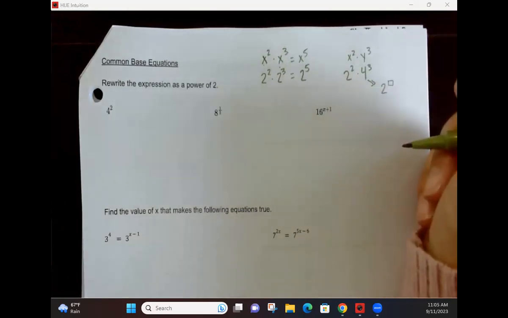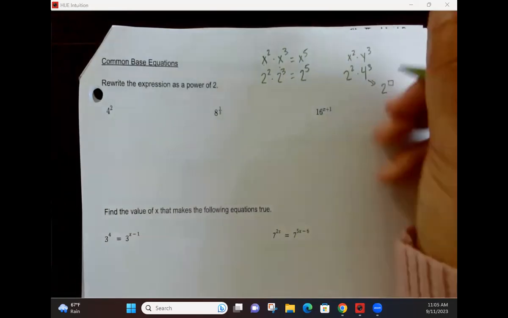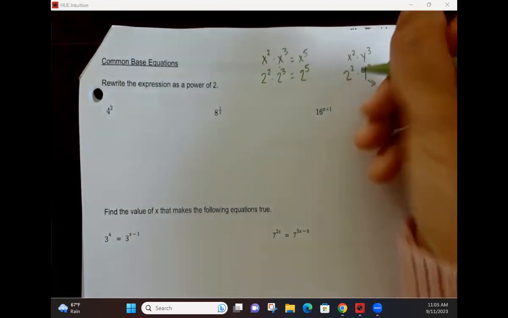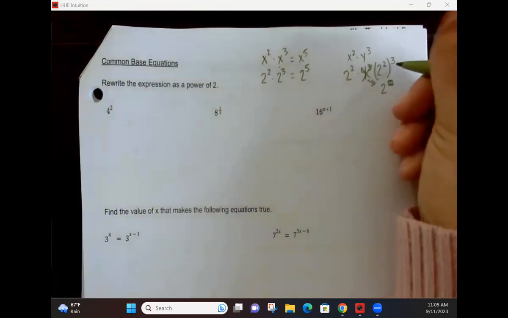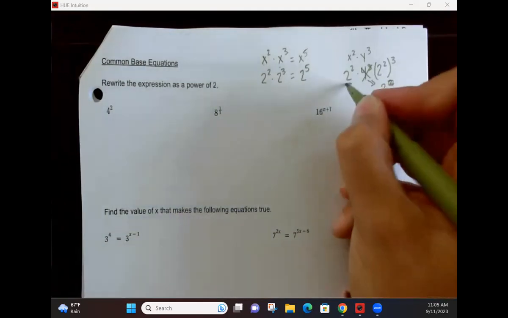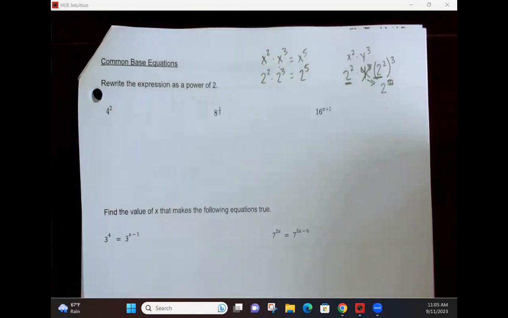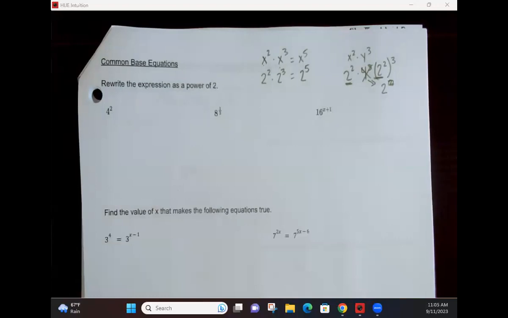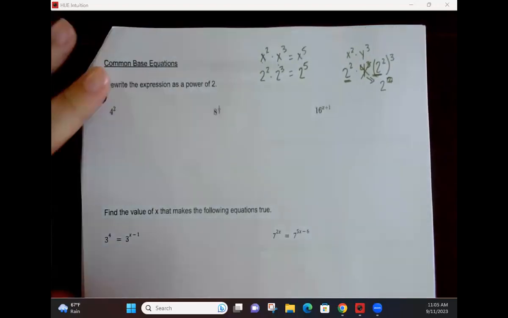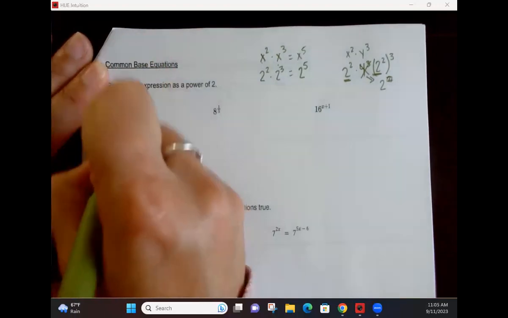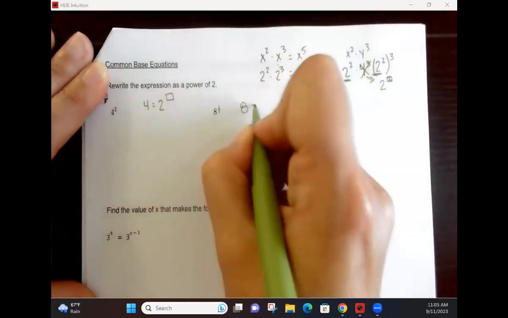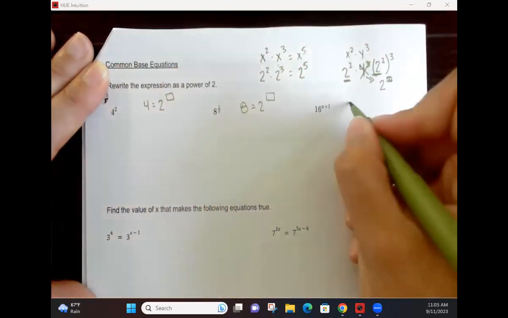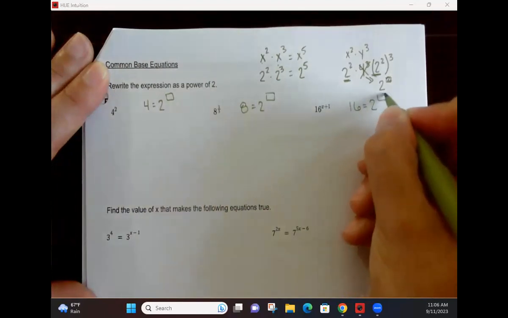So 4 would be 2 to the what power? Yeah, 2 squared, right? So instead of having 4 here, we can write this as 2 squared. And then still with this original cube there. Once the bases are the same, then I can use my exponent rules. Okay? So that's an idea I want to practice here. So I want to rewrite each of these as a power of 2. So 4 is 2 to the something. 8 is 2 to the something. And 16 is 2 to the something power.